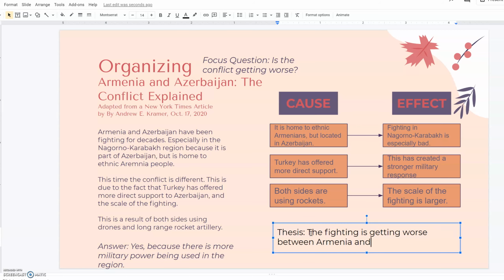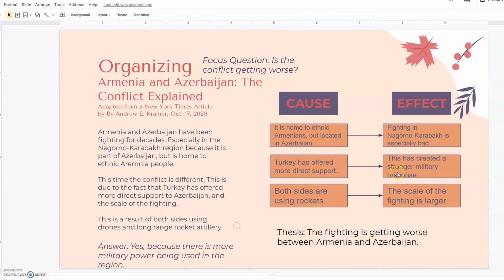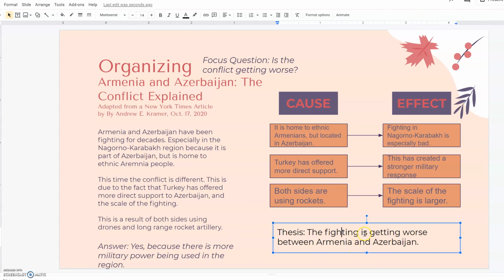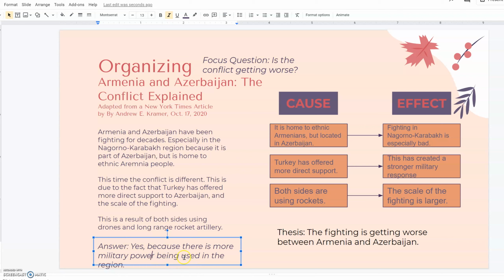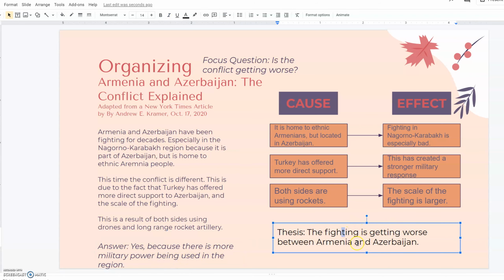And so the thesis here is the fighting is getting worse between Armenia and Azerbaijan. And then what I have to do is look at this evidence and decide whether or not this is true. The fighting is getting especially bad. There are stronger military responses. The scale of the fighting is larger. So we're going to look at the effects of all these causes. And I would say that all of this evidence does say that the fighting is getting worse between Armenia and Azerbaijan, right? So is the conflict getting worse? Yes, because there's more military power being used in the region. Kind of create that into a thesis and then look at this evidence.